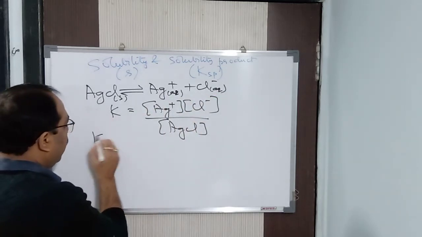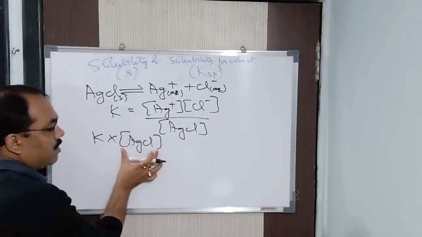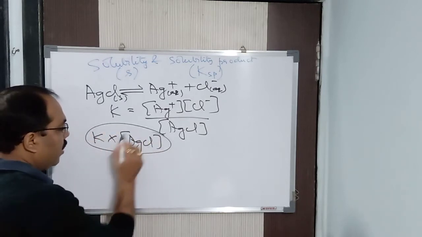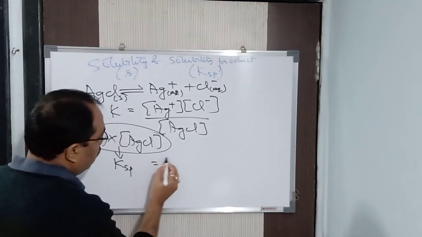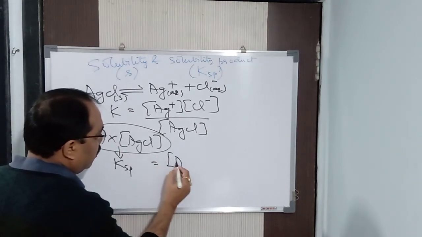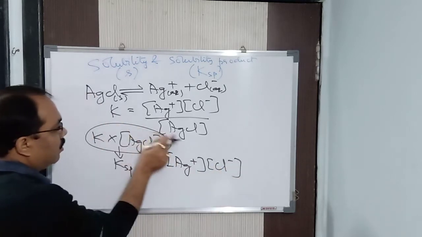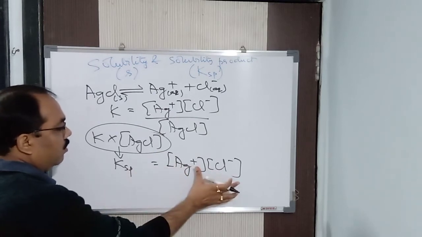So if I multiply K into the concentration of AgCl, it's a salt, so its concentration remains 1 or unity. That is your KSP. So KSP is equal to the concentration of Ag+ into the concentration of Cl-, because if I multiply these, I will get this only. So hence KSP is equal to this.